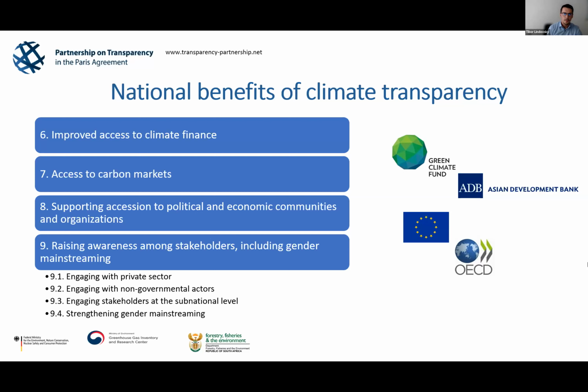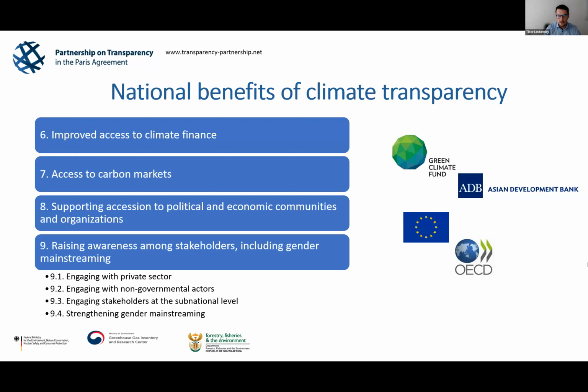And lastly, the technical paper also includes information on how setting up a robust transparency system supports raising awareness among different stakeholders. There are examples of engaging with the private sector, with non-governmental actors, as well as stakeholders at the national level. All of these have different case studies demonstrating how this is raising awareness among them.